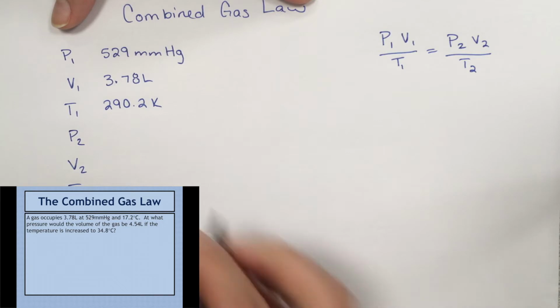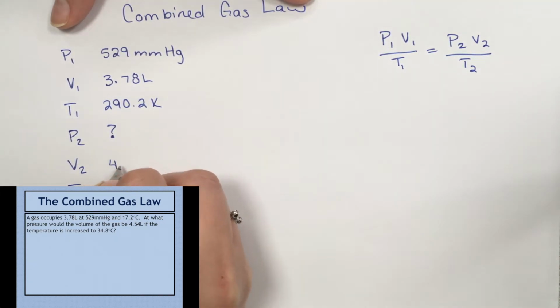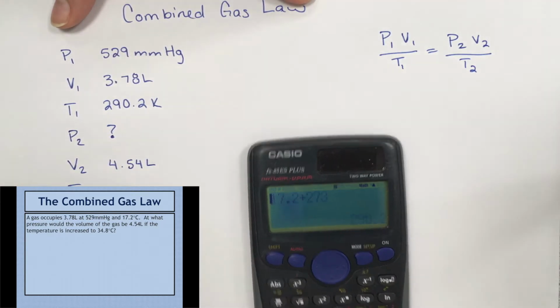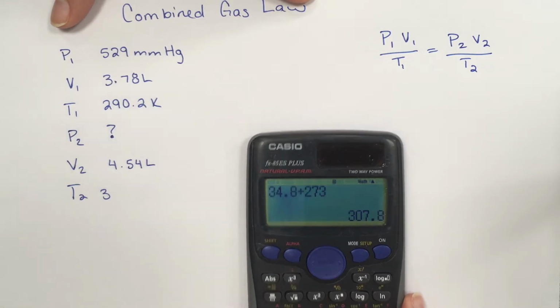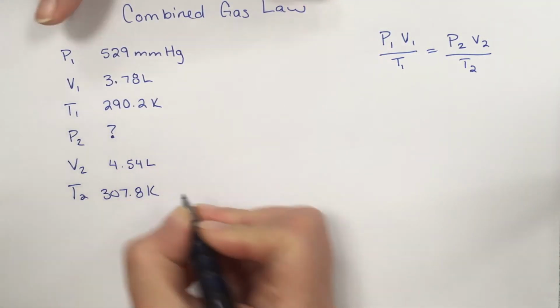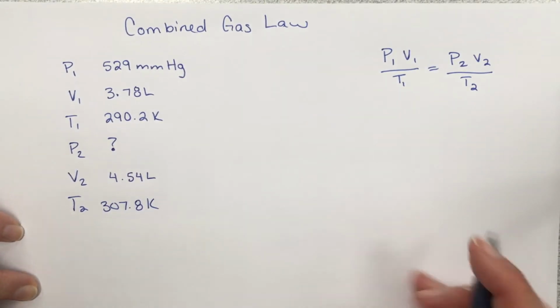Okay, and it says at what pressure, so that's our unknown, that's what we need to isolate. The second volume will be 4.54 liters. And the second temperature, I need to convert to Kelvin, 34.8 plus 273. 307.8. Okay, so we have our numbers. We're just going to plug it into this equation and we're done.